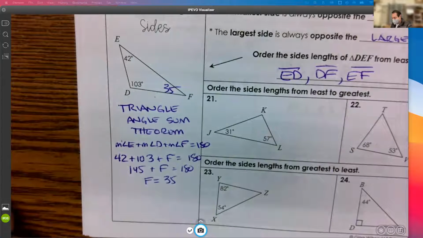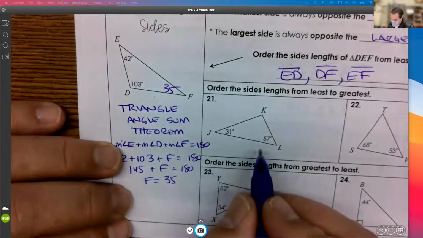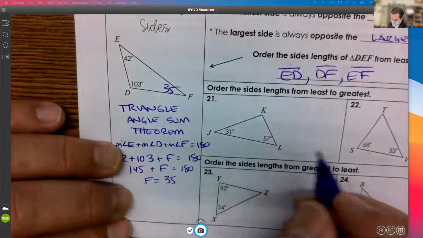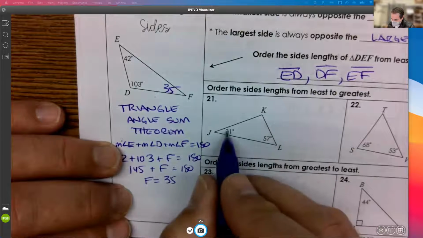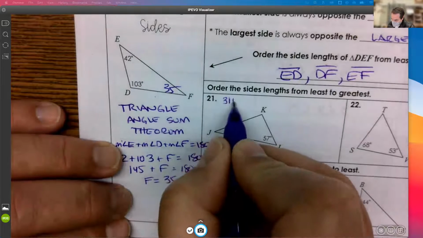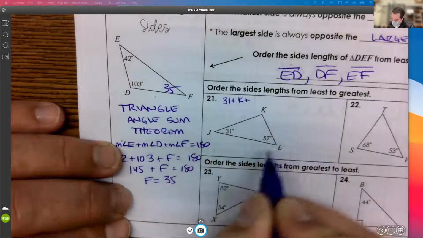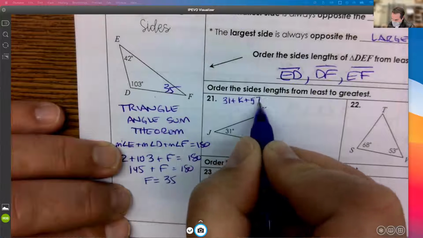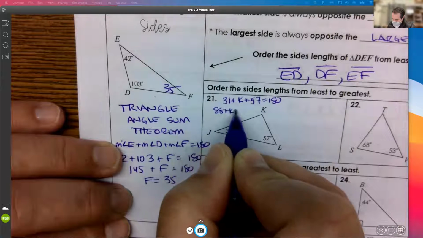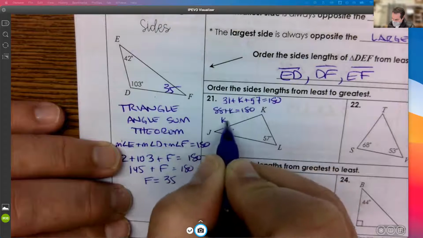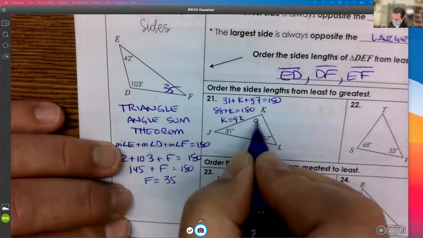Now, inevitably, I find that some people struggle a little bit with this. So let me just try this a slightly different way. We want these three things to add up to 180. So 31 plus K plus 57 equals 180. 88 plus K equals 180. So K is 92.